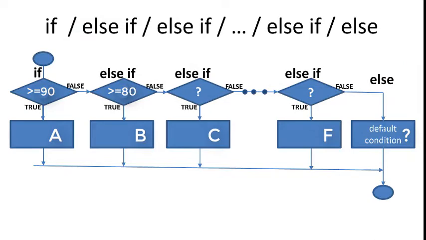What happens if I have something where nothing passed? That's where I'd like to have a final else. That's called a default condition, and I'll say like it's not a legal score.